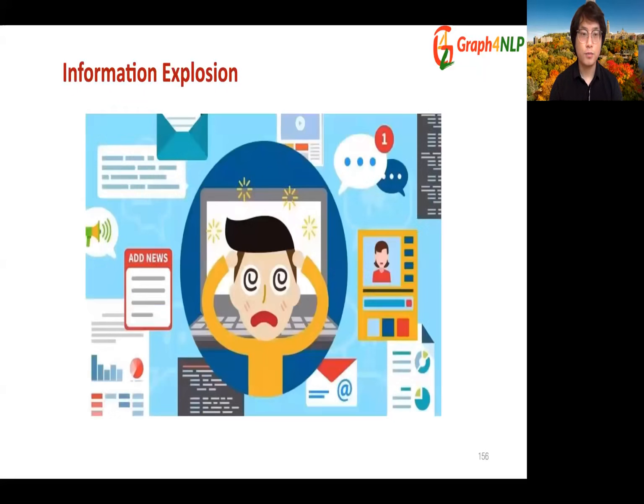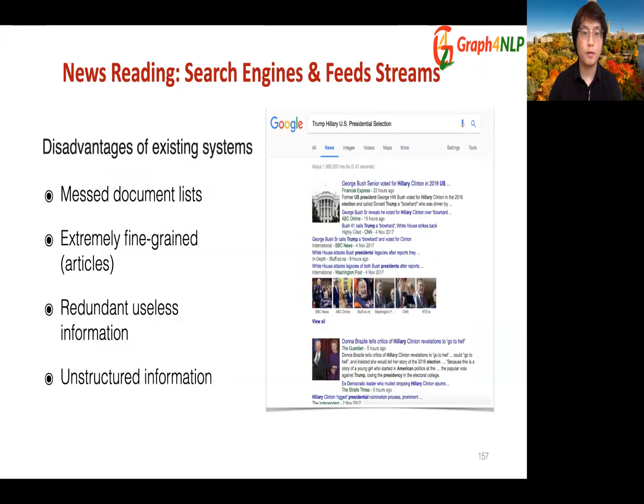So nowadays we are experiencing an information explosion. We have many different pieces of information from news media, and it's not an easy task for us to quickly retrieve what we actually want from so much information. Traditional search engines or news feed streams provide us a list of documents based on our queries. For example, if you input Trump-Hillary United States presidential election, you will get different news articles reporting these events from different news media.